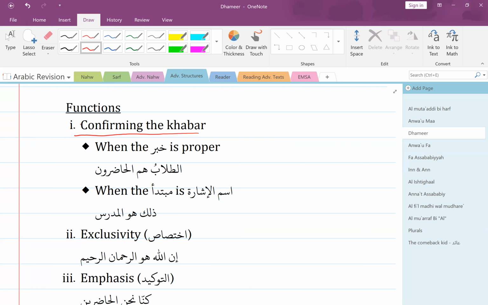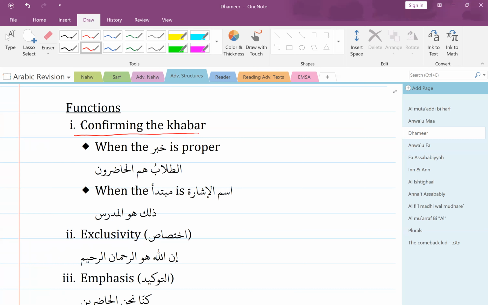Almost always common. It's not 100% that it's going to be common, but it's almost always common. There's that 0.01% where it's actually proper. So this is one of those cases where you have the khabar with al on it. It's actually proper. So the pronoun comes in between to tell you this is the mubtada on this side, and on this side is the khabar.